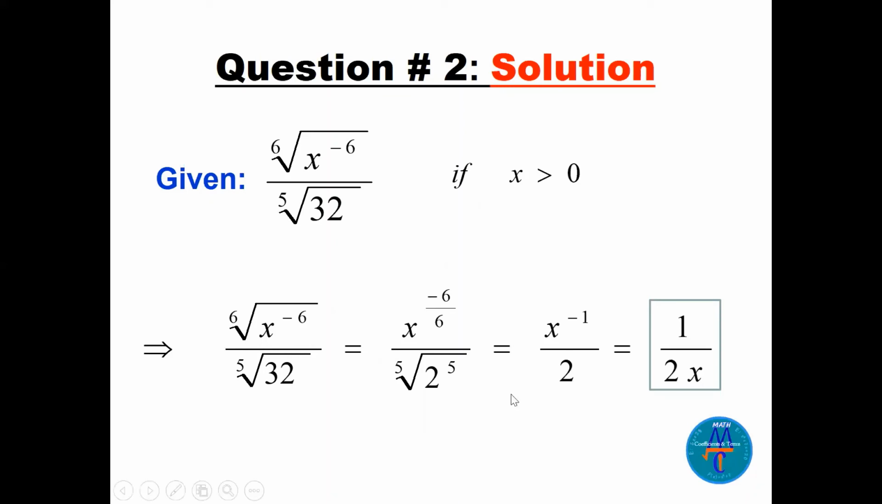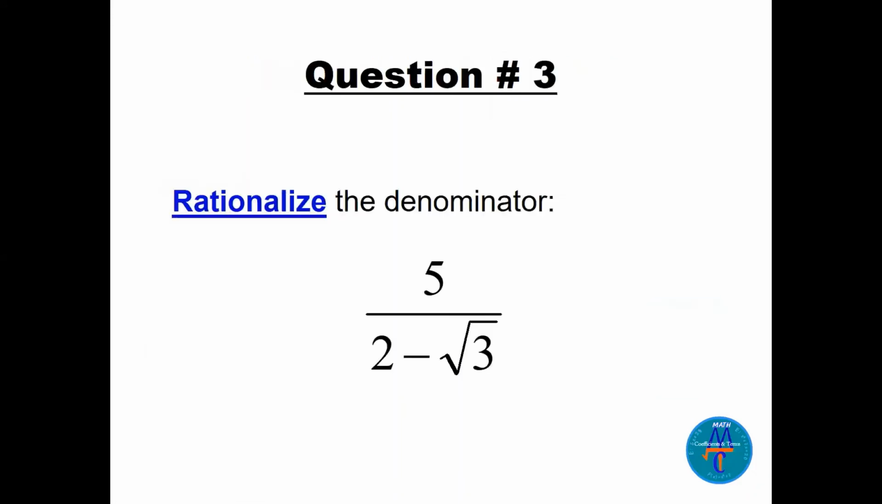Because this one I can change to a rational exponent, x minus 6 divided by the index 6, and 32 is 2 power 5, which is 2. This is x to the power minus 1, 1 over x. So the final answer, 1 over 2x.